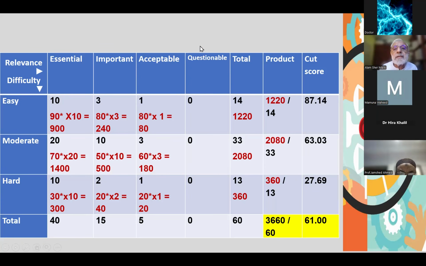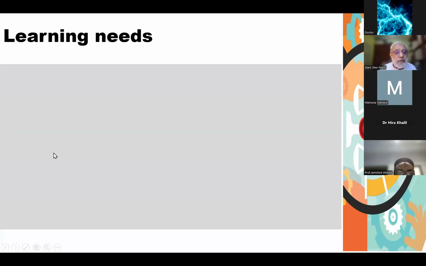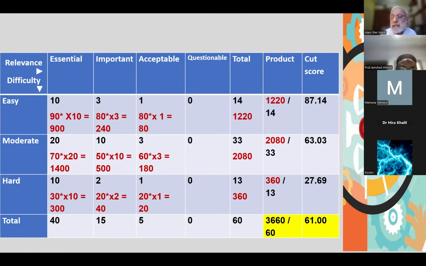Yes, somebody raised the hand. Yes, please. This is Dr. Bushra. Under the essential and moderate, you have multiplied 70 times 20. Where does that come from? I thought you taken the percentages. Okay, 70% and 20 is number of items. So what the experts thought that in this category, 70% of the borderline candidates will be able to answer that.